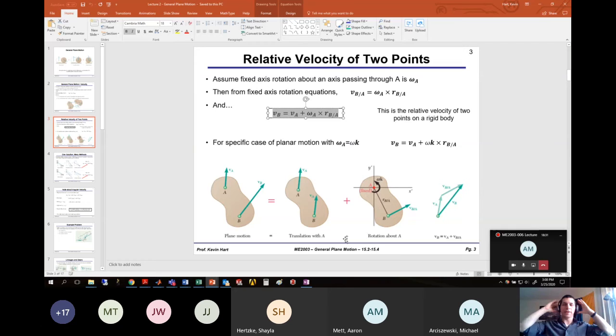And I'm telling you right now, you're going to write this equation 100 times. Okay, so really got to get this one burned in. All right, the relative velocity equation for 2 points on a rigid body.